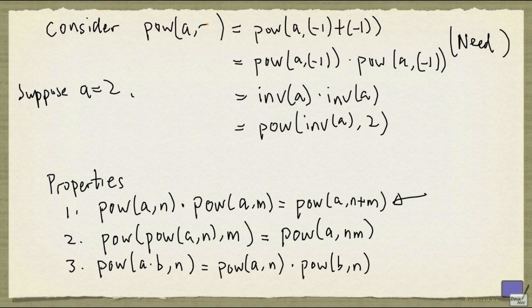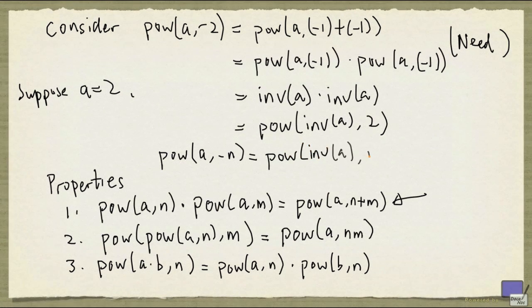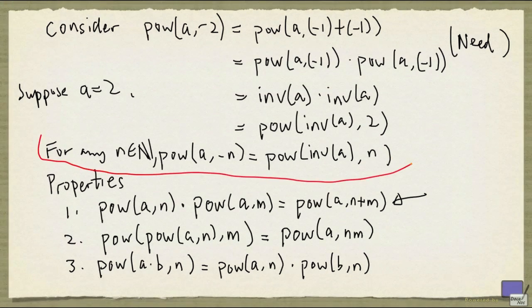And you can continue in this fashion and deduce that POW(A, -n), where n is a natural number, needs to be the same as POW of the inverse of A, comma n. Alright, and so this is what we're going to do. We're going to take this as our definition for negative integer powers. For any n that's a natural number, POW(A, -n) is this. So this is our definition for negative integer powers.